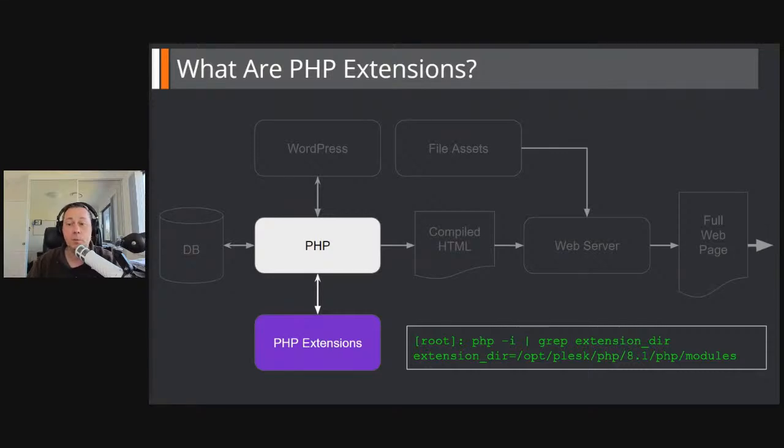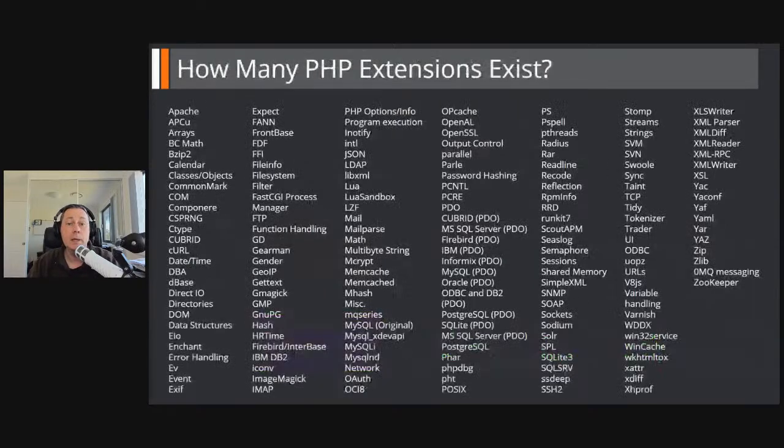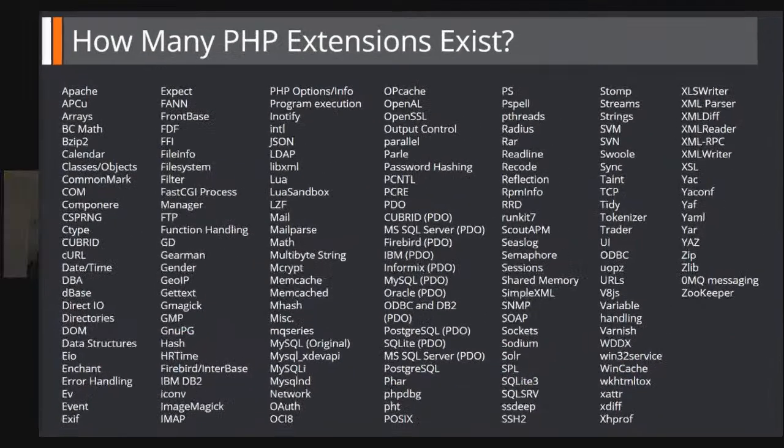So that's basically where they live. That's how to find out where the extensions live, and go into the php.ini file, and you can enable and disable all the extensions by uncommenting or commenting them out or adding some new ones in. Now, how many PHP extensions exist?